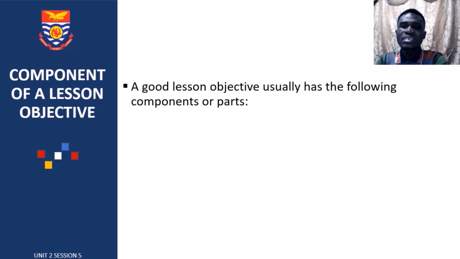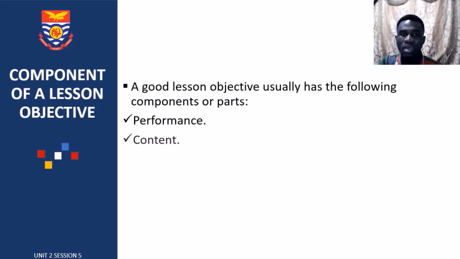So a good lesson objective usually has the following components or parts. Every good lesson objective must have a performance component, and this specifies the observable behavior that the student is to exhibit as a result of the teaching learning process. And there should also be a content, and this talks about the component that is to be learned.